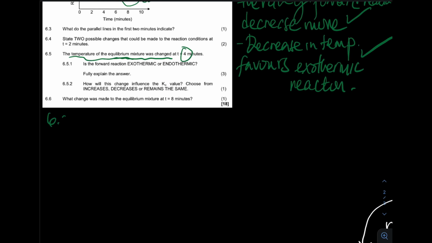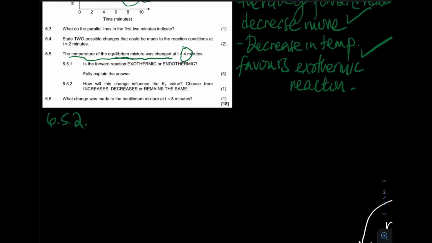Now let's go to 6.5.2. How will this change influence the Kc value? Guys, what do you need to remember? The only factor that influences the Kc value is the temperature. So in 6.5, there has been a decrease in temperature. It doesn't mean that since there's a decrease in temperature, there will be a decrease in the Kc value. A decrease in temperature can lead to an increase or a decrease in the Kc value, right?